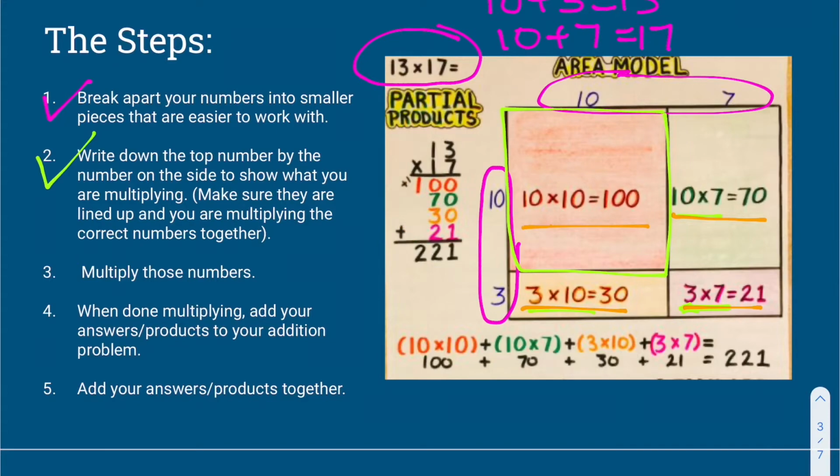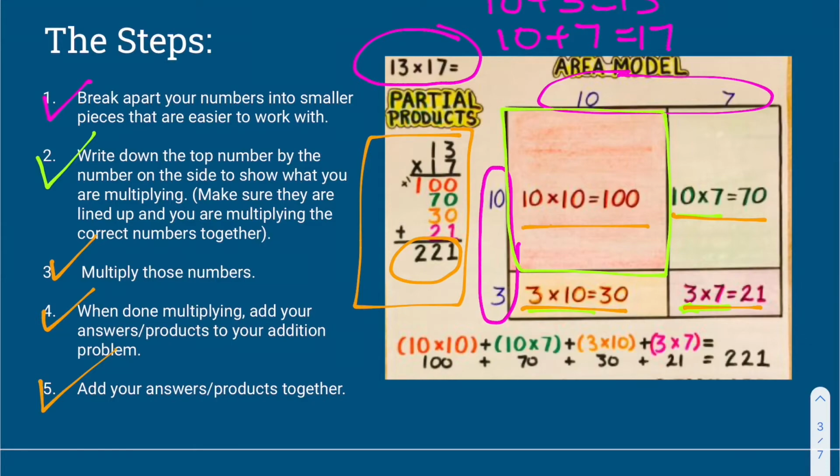Once they were done with that, their next step was to add them all together. And so, as you can see in their partial product, they took the 100 plus the 70 plus the 30 plus the 21 and got 221 as their answer. And that was step 5.